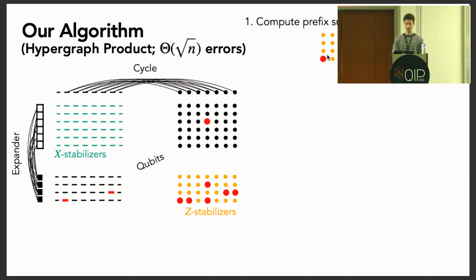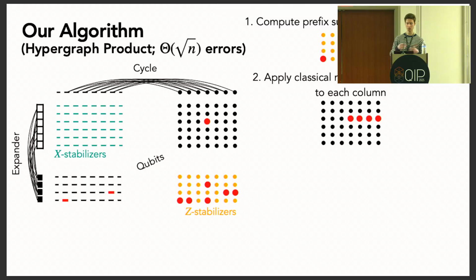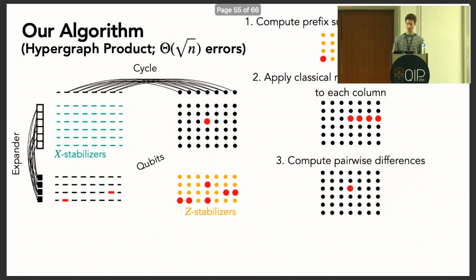Kind of will detect a single 1 before, so these 2 errors cancel each other, and we get zeros in the rest of the row. Whereas the Z stabilizers that were activated from this error actually correspond to these entire rows of red dots. So essentially, after computing prefix sums, we can apply our classical noisy syndrome decoder to each column, and then we compute pairwise differences essentially to revert the action of the prefix sums. Pairwise differences are the inverse of prefix sums. And after we do this, we've hopefully recovered the errors in this top right grid.